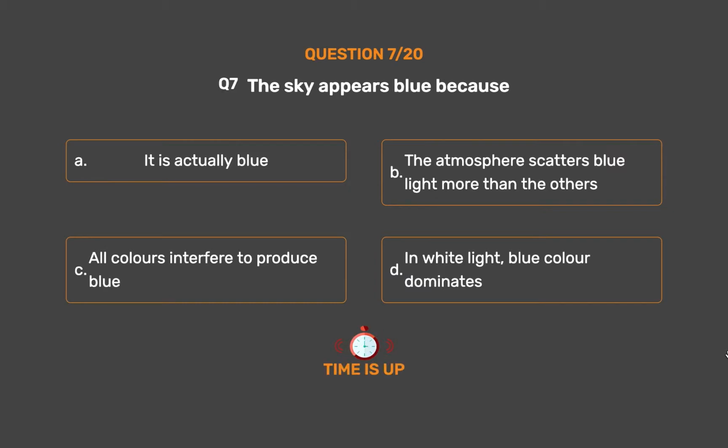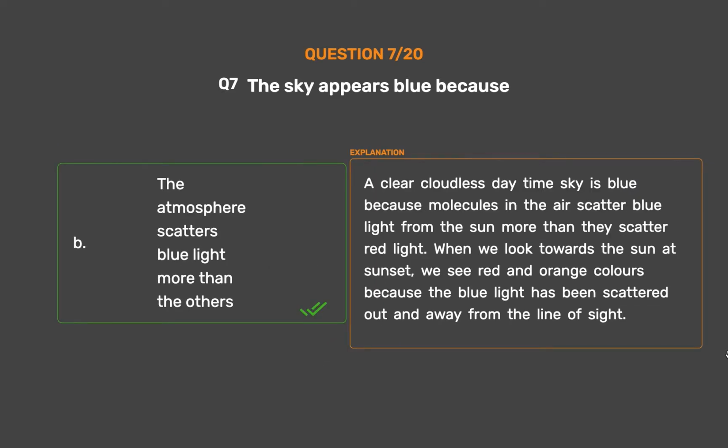The correct answer is option B. The atmosphere scatters blue light more than the others. A clear cloudless daytime sky is blue because molecules in the air scatter blue light from the sun more than they scatter red light. When we look towards the sun at sunset, we see red and orange colors because the blue light has been scattered out and away from the line of sight.